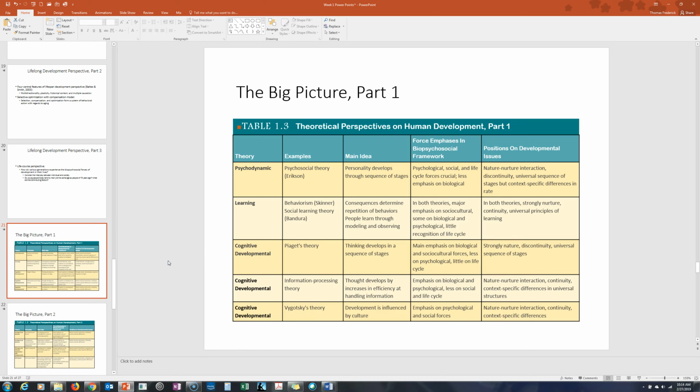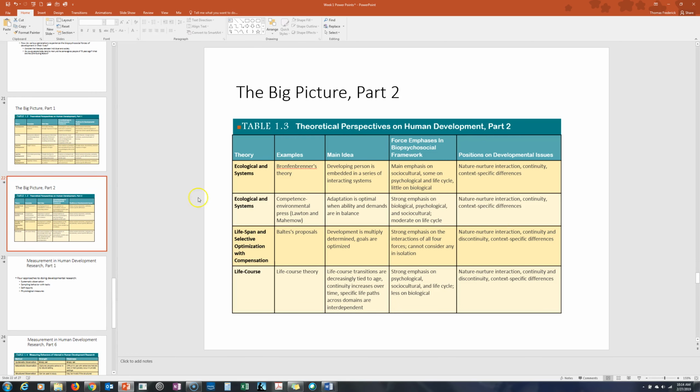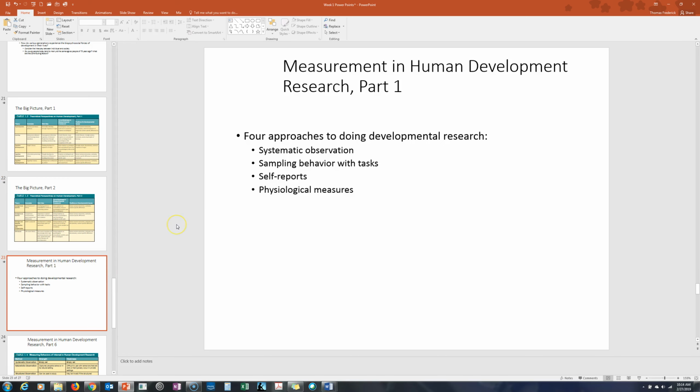So keep those developmental meta perspectives in mind, because that speaks to the value, right, the goal, or the macro-systemic perspective that's emphasized. And here's the rest of the table, looking at ecological and systems approaches, and then lifespan and life course theory.